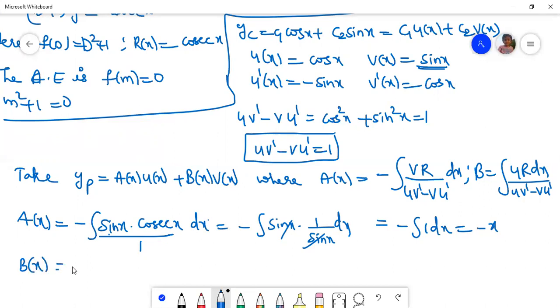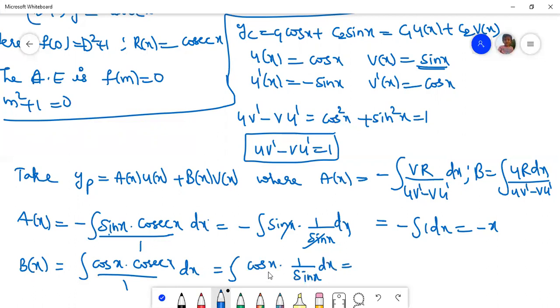b(x) equal to integral u, which is cos x, into cosec x by 1 dx. It is equal to integral cos x into 1 by sin x dx. We know that integral cot x dx is log of sin x. Put sin x equal to t, cos x dx equal to dt. Integral 1 by t dt is log t, where t is sin x. So here we found a and b.